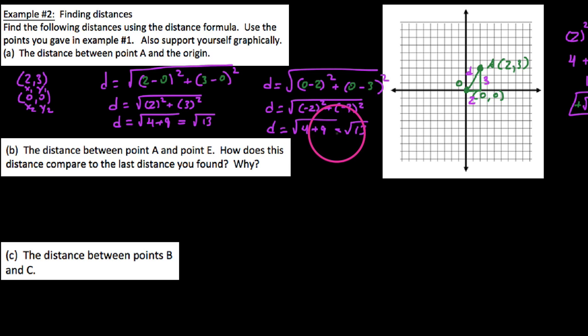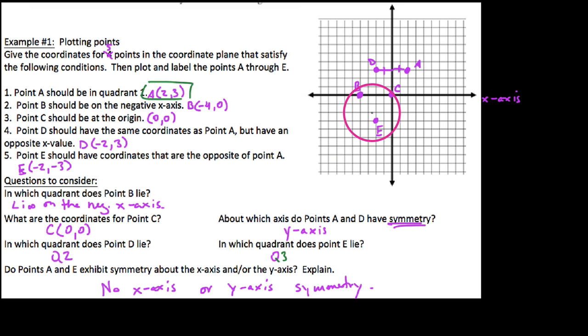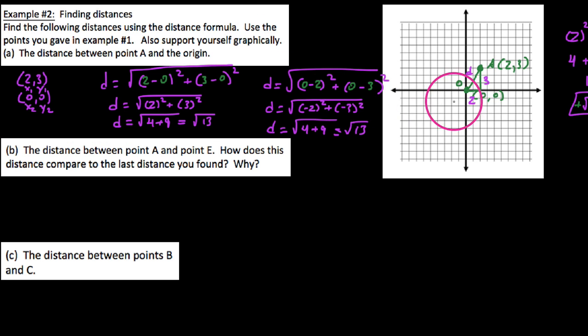So what I want to try now, at least with my points here, is find the distance between point A and point E and ask, how does this distance compare to the last distance we found? Well, as I go back and look here, point E lies in the third quadrant. As a matter of fact, E had the coordinates (-2, -3). It was the opposite of A. So if A is right 2, up 3, then I went down 2, left 3 with my particular point E here. And E, I'm going to label this (-2, -3).